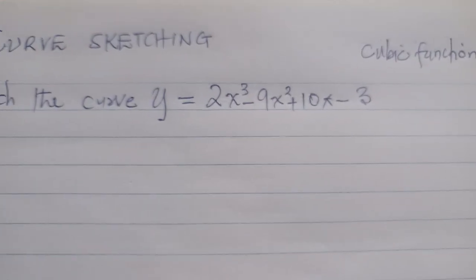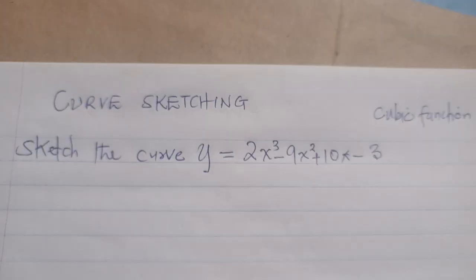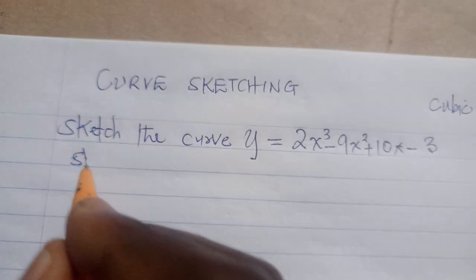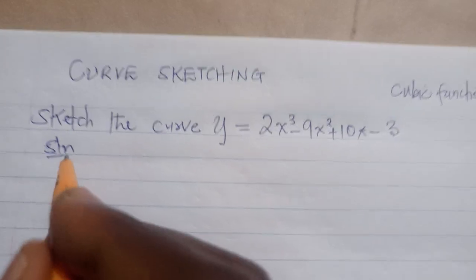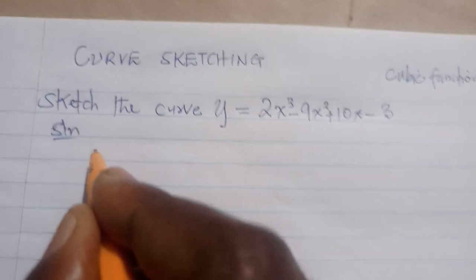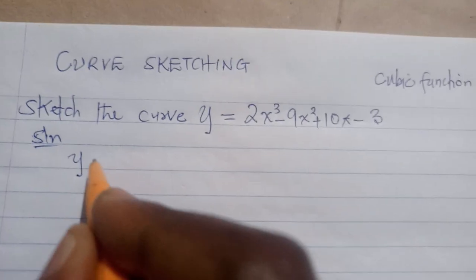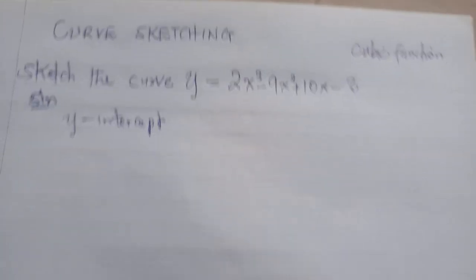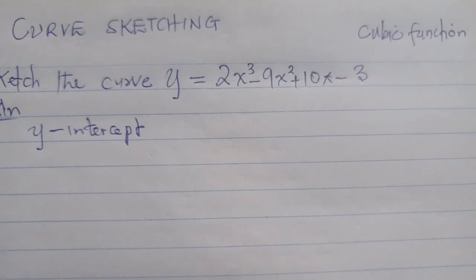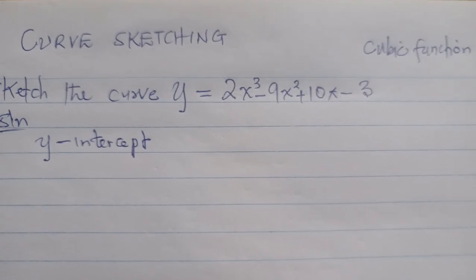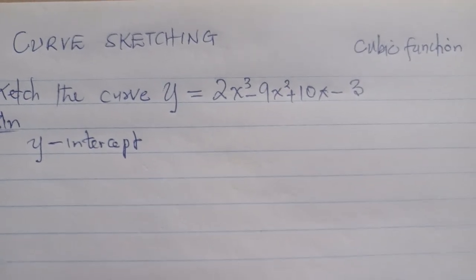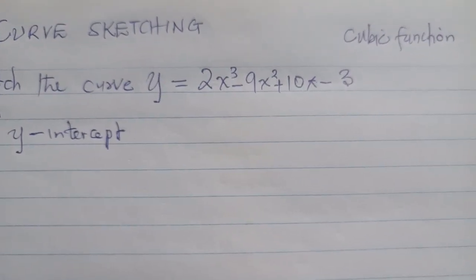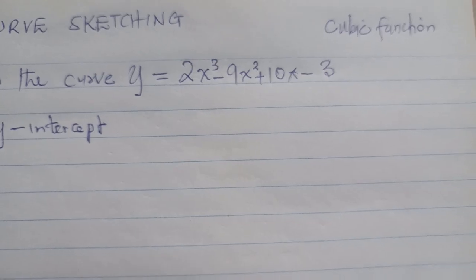So again, as we had said earlier, we need to find, and I want to go direct, the salient features. So the first one will be the y-intercept. You could start with either the y-intercept or the x-intercept. There's no rule of which to start with and which not to start with. The idea is to get them, so it doesn't matter which comes before the other.